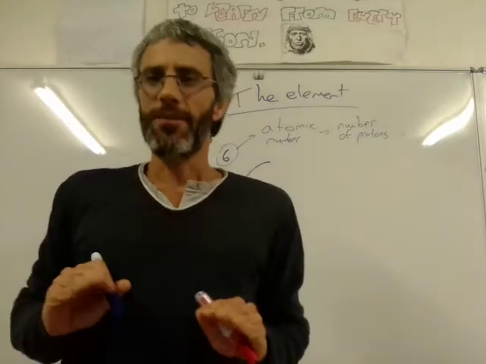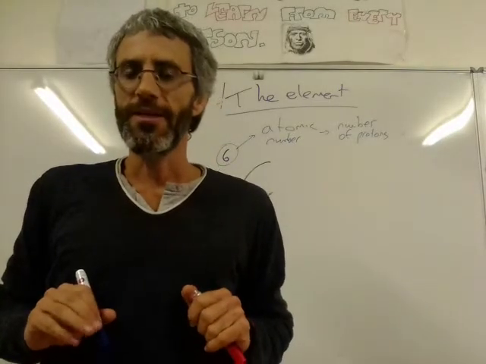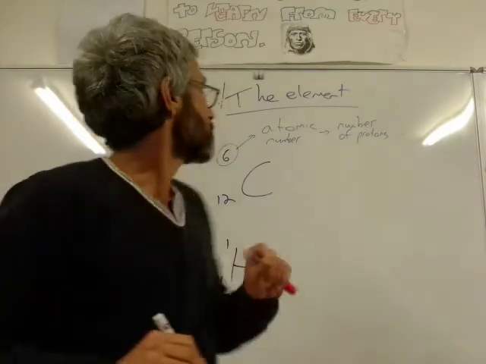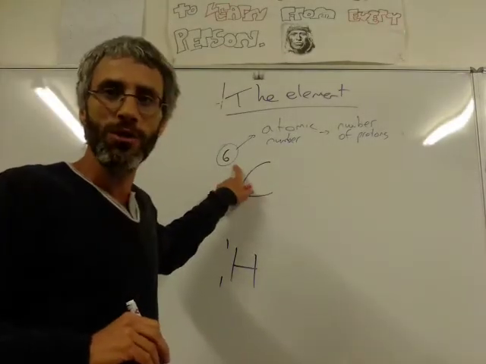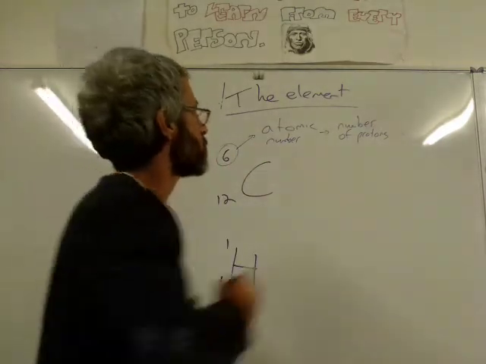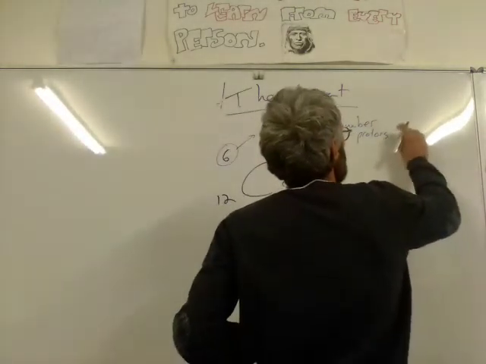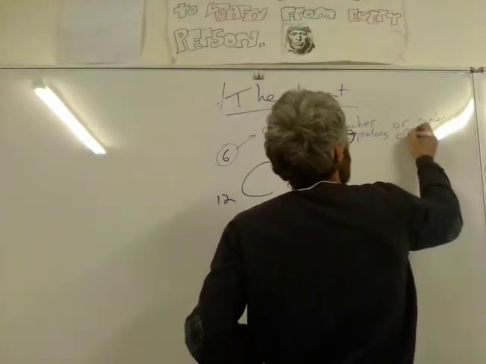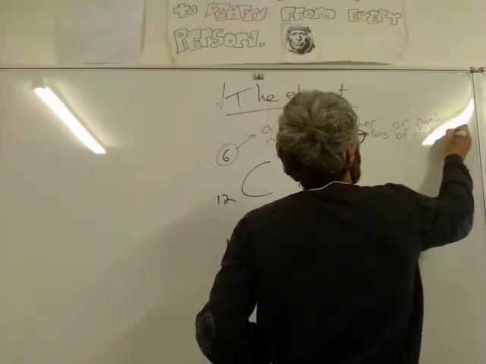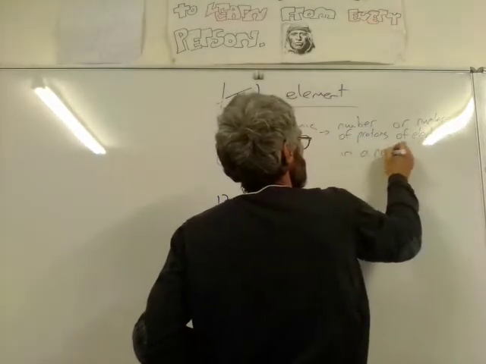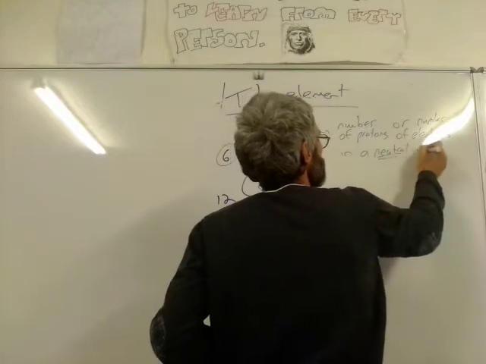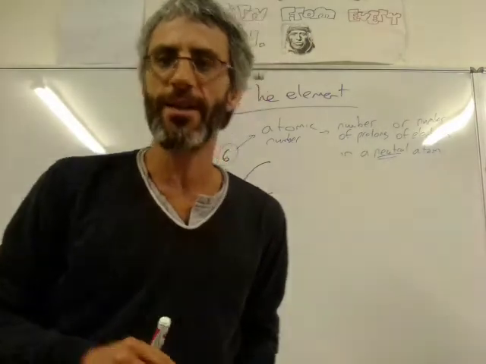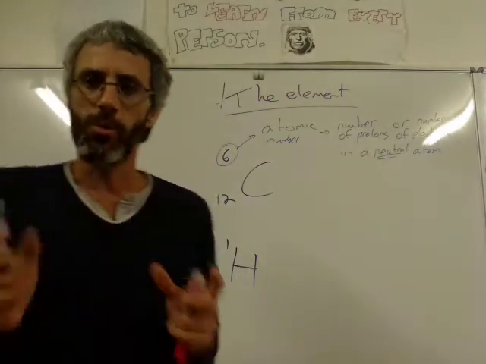Now, in a neutral atom, and I'll explain what a neutral atom is in a minute, it's also the number of electrons. So carbon has 6 protons, and it also has 6 electrons. So it's the number of protons, or number of electrons in a neutral atom. Okay, guys? You obviously need to write these things. So pause me as I talk, write these notes. Right, what is a neutral atom?